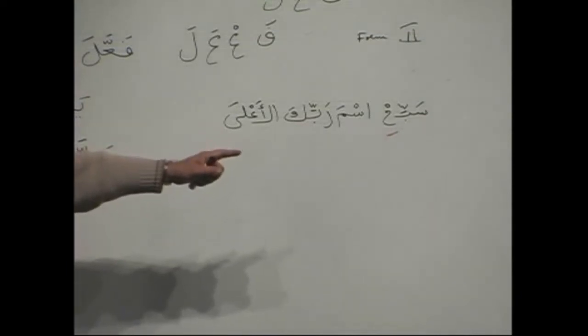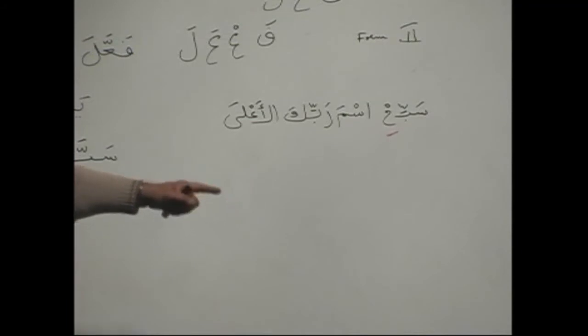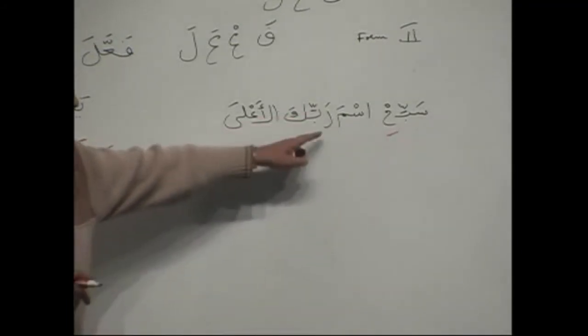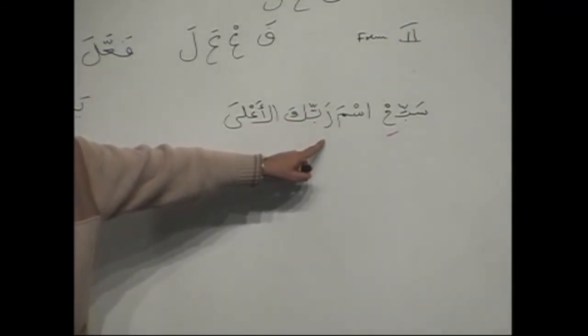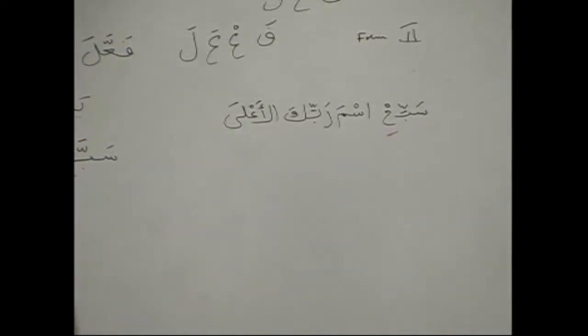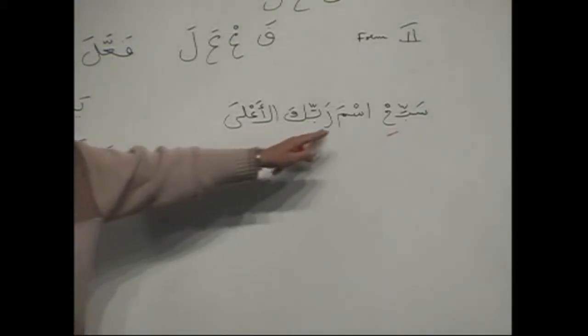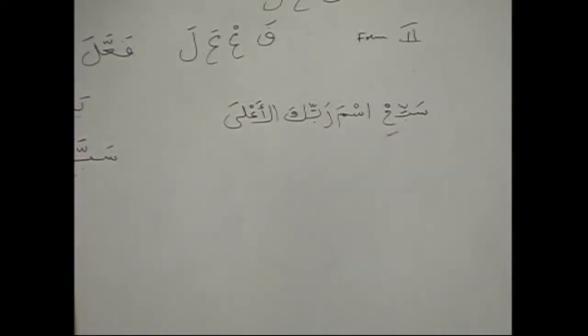Isma. Isma, maf'ulun bihi, wahuwa mudaf. Rabbi, mudaf ilayhi, wahuwa mudaf. Ka, mudaf ilayhi. And what is al-a'la? Not a mudaf ilayhi. Rabbi. But brothers and sisters, Allah has got alif lam. Rabbi does not have alif lam. How come?